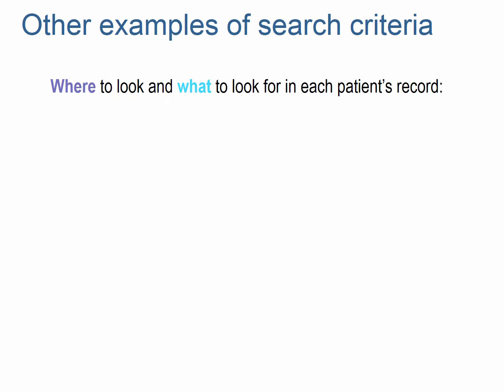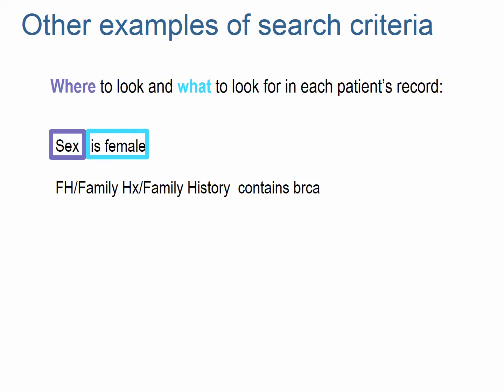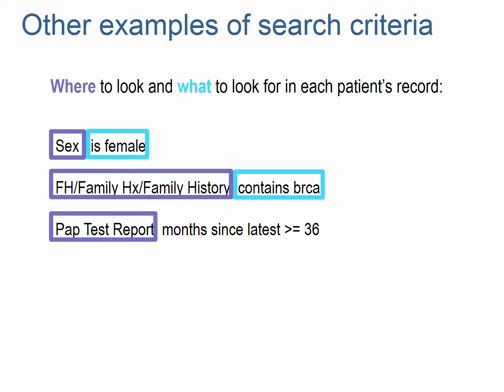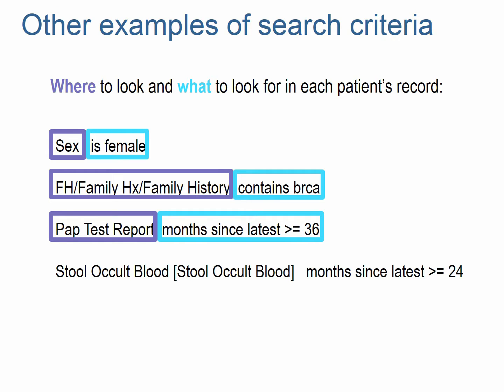Here we've provided a few more examples of search criteria that you may use in your cancer screening searches. As we've demonstrated, every line of criteria is always made up of the two parts, where to look and what to look for. The where is always a specific location in the patient chart, and the text you see is the specific name of the field under a specific category. Sex is a defined field under demographics. PAP test report is a specific report in the category called diagnostic test results.